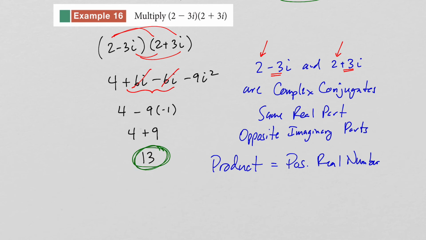So the i's cancel out when you multiply them. And they cancel out precisely because of what happened here. So let's take a look at this in more general terms.